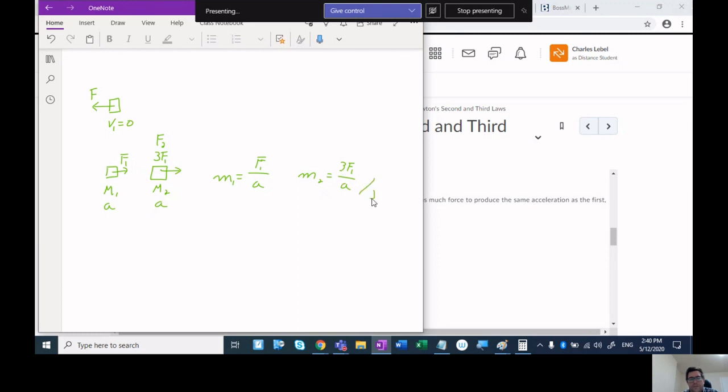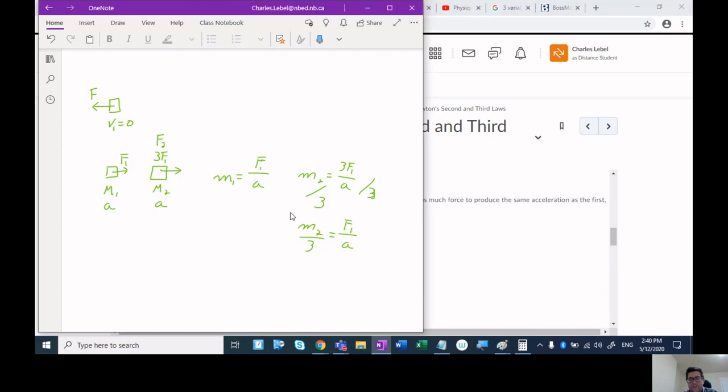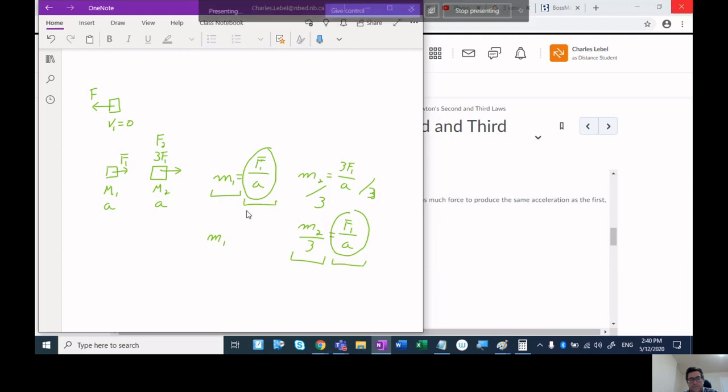If you divide this by 3, and you divide this by 3, you get this. M2 divided by 3 is equal to F1 over A. This is basic algebra. We're just doing algebra. And interestingly, this and this are equal. It is the same, I mean. So if this is the same, then you can say that M1 is equal also to this, because this is equal to this. M2 divided by 3.